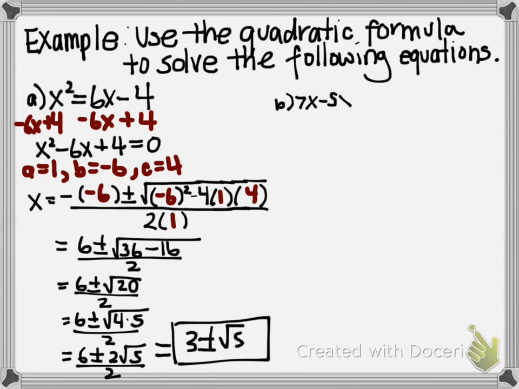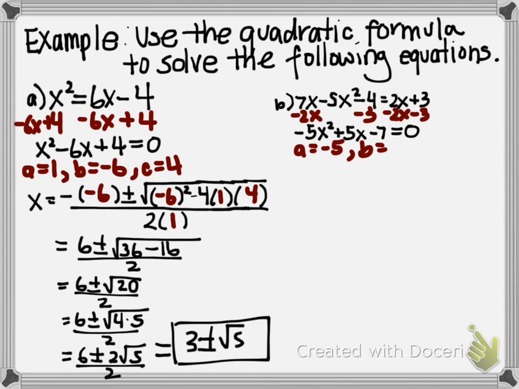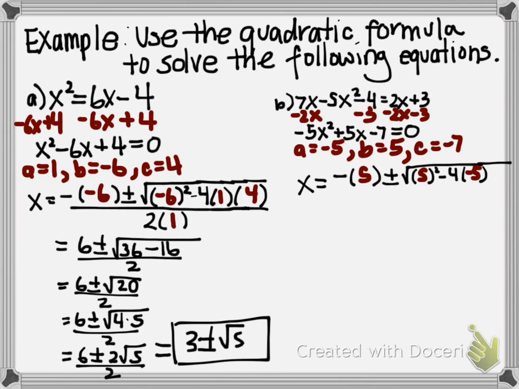So here's another example, and again you can try this on your own. Again, we want to set this equal to 0. So I'm going to subtract 2x and subtract the 3, and at the same time put this in descending order by degree. So it'll look like negative 5x squared plus 5x minus 7 equals 0. Now I can identify my a, my b, and my c, and plug them into the quadratic formula accordingly.